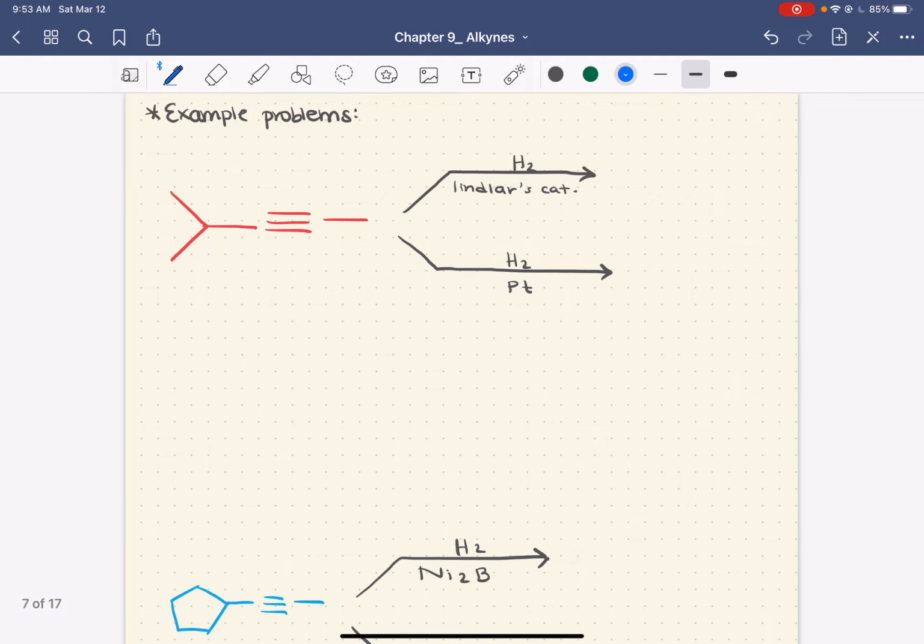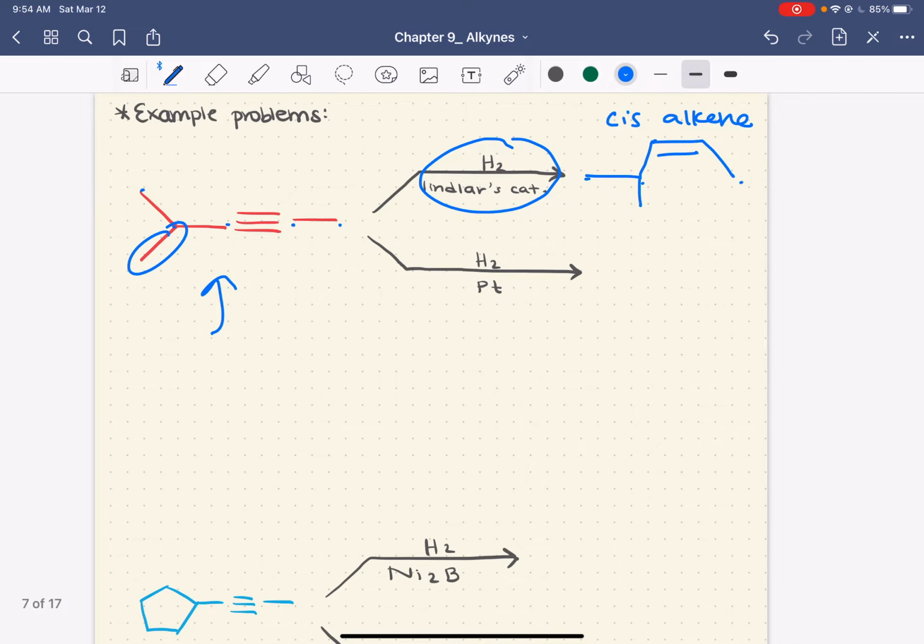So let's do a couple of practice problems here, to make sure that we completely understand how to do this. If we're starting with this, and we're treating it with molecular hydrogen and Lindlar's catalyst, we know that what we're going to be forming here is a cis alkene. We have to make sure that what we're drawing is a cis alkene, because Lindlar's catalyst is going to give us that. So count your carbons: 1, 2, 3, 4, 5. 1, 2, 3, 4, 5. And we have a group attached at the second carbon. Perfect. That's exactly what we want.